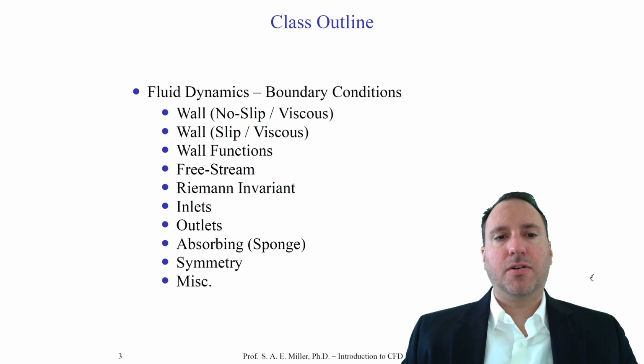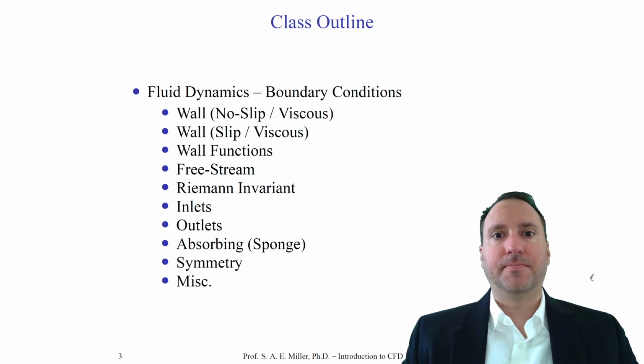These include the wall conditions that are slip and no slip, where velocity can move across a wall or it's stationary, the so-called wall functions to try and reduce computational expense, the free stream condition, which minimizes farfield disturbances, general far inlet and outlet conditions, including the Riemann invariant conditions, which are very robust. We'll also talk about the so-called absorbing layers, the symmetry condition, and a few other miscellaneous things.